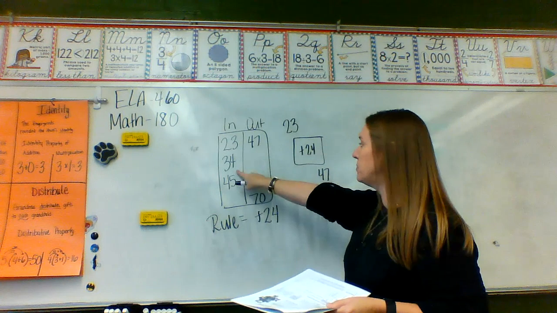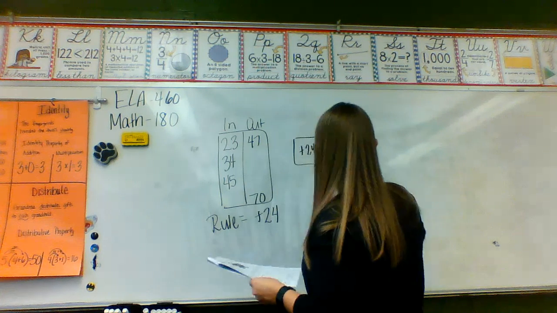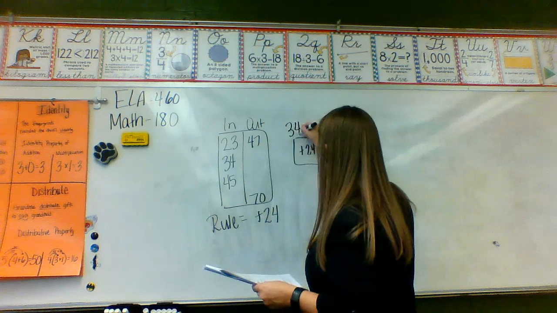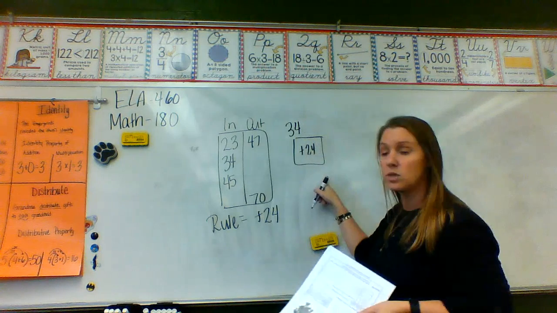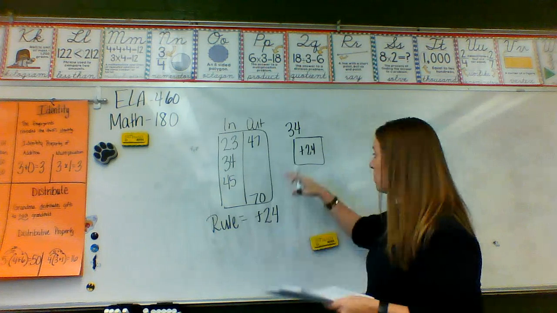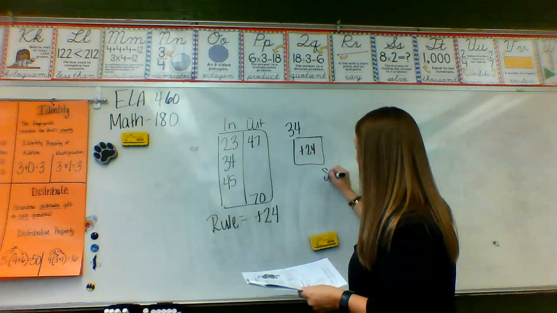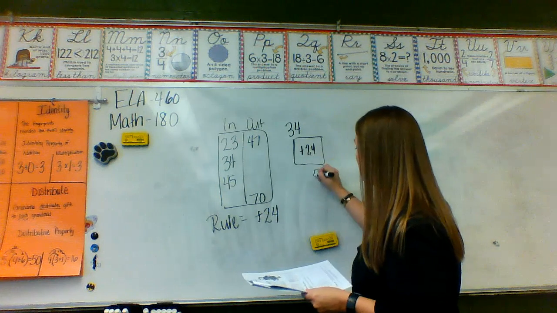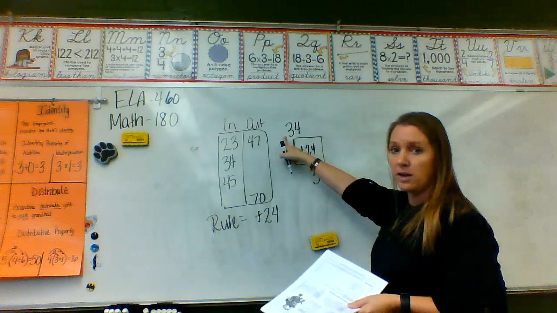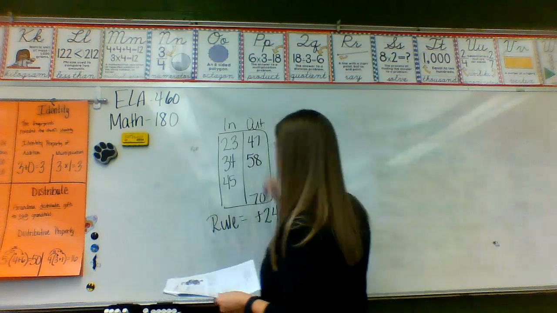So I have to do the same thing to 34. I'm going to put in 34. And I want to know what is going to come out. Here's my 34. My box of boop, boop, boop, doo, doo, doo. Something has to pop out over here. So 4 plus 4 is 8. 3 plus 2 is 5. So when I put 34 in, I get out 58. So I'm going to fill in 58 here.